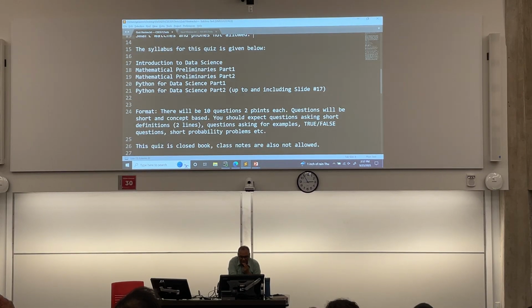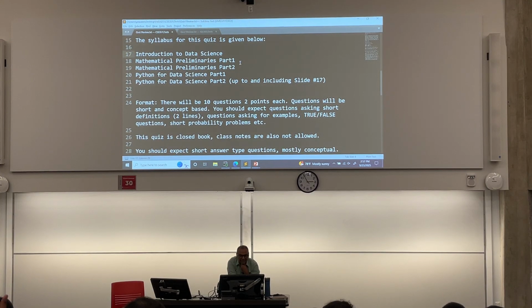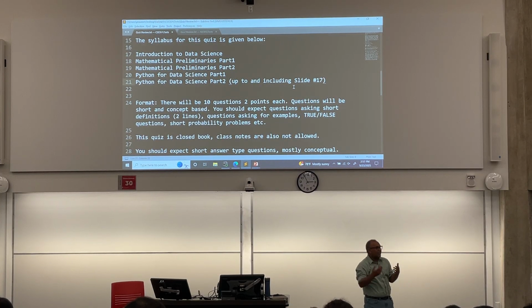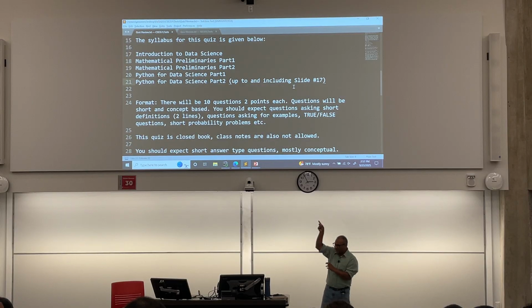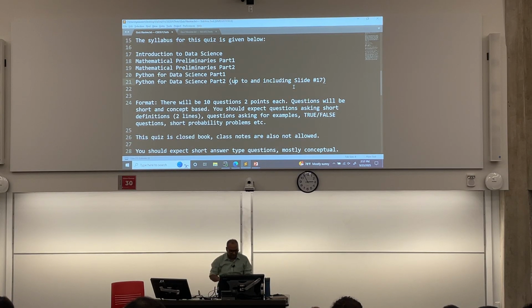Now the syllabus, which I have shared on Brightspace as well. These are a few topics, not much. Introduction to data science, mathematical preliminaries part 1 and part 2, Python for data science part 1, and Python for data science part 2 up to and including slide number 17, which I discussed in the last class. Whatever we discussed today is not included, except for the definition of machine learning, which was up to slide number 17.